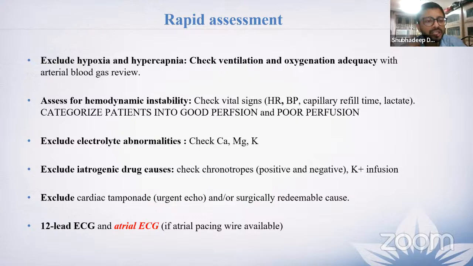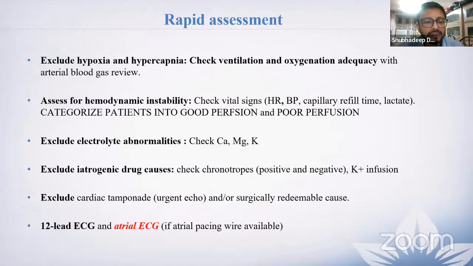Next is look for hemodynamic instability. Clinically look at the heart rate, blood pressure, capillary refill time, the level of lactate, and then accordingly try to categorize your patients into patients with good clinical perfusion and patients with poor perfusion, because those would have treatment implications. We also need to quickly check our electrolytes, and the most important electrolytes that we need to check would be calcium, magnesium, and potassium.